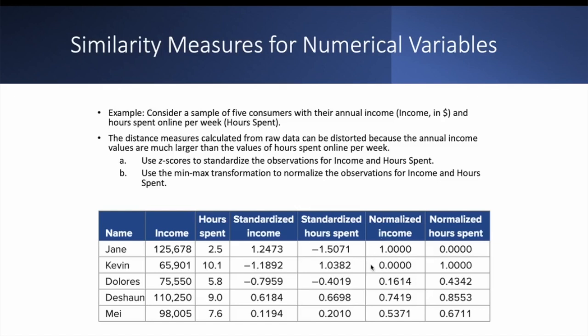If you look at the normalized income, because normalization rescales the variable from 0 to 1, Jane has the highest income, Kevin has the lowest income, right?